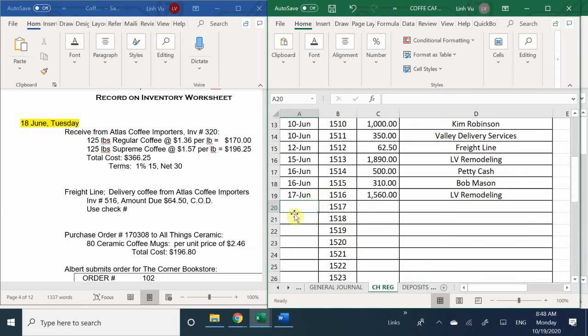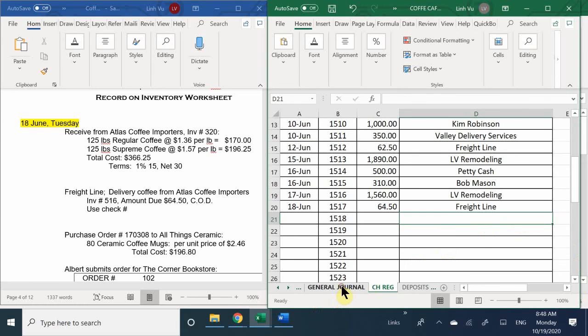All right. So the date. 18. And the check is for $64.50. Okay. Freight line. Good.